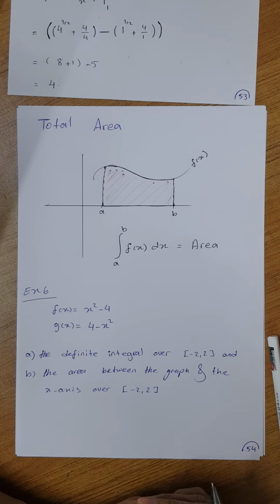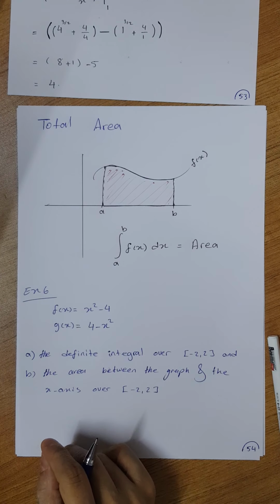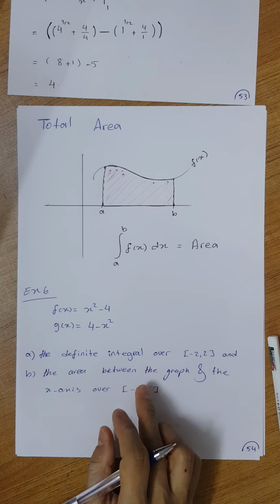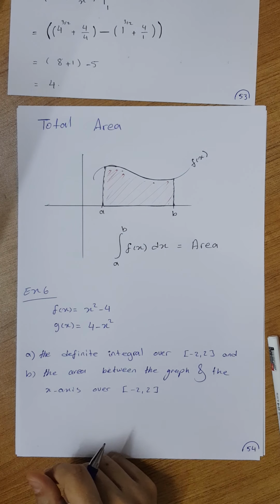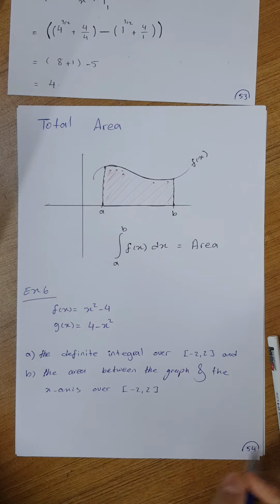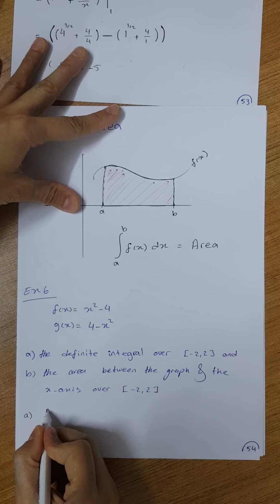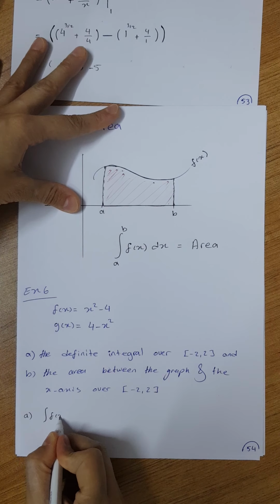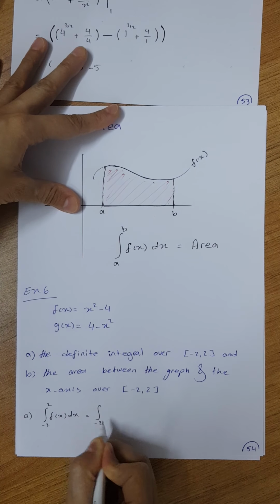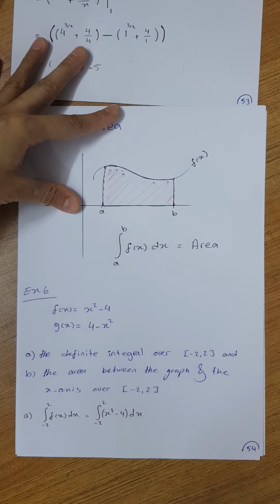The first requirement says find the definite integration of these functions, so you're simply finding this integration. The second one says find the area under the graph of the function over that interval, and of course you will get the same values. First, let us do the definite integration. I have to find the definite integration of f of x dx from negative 2 to 2, that's equal to the function x squared minus 4 dx.